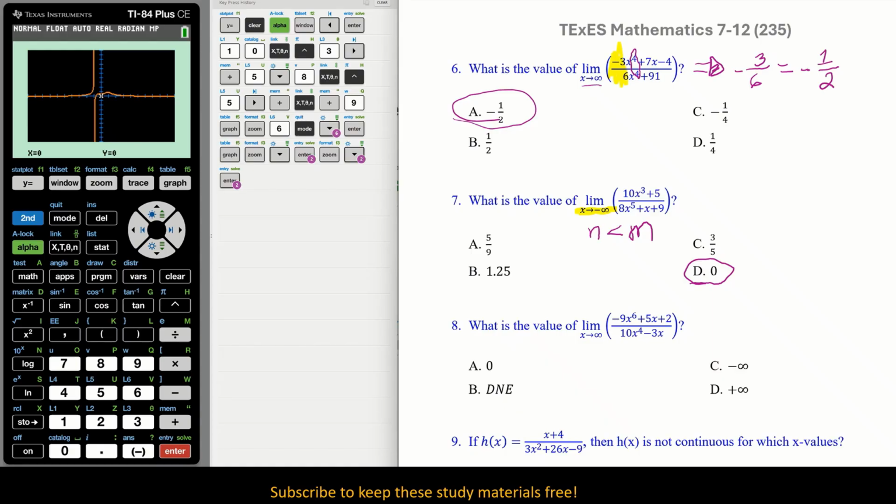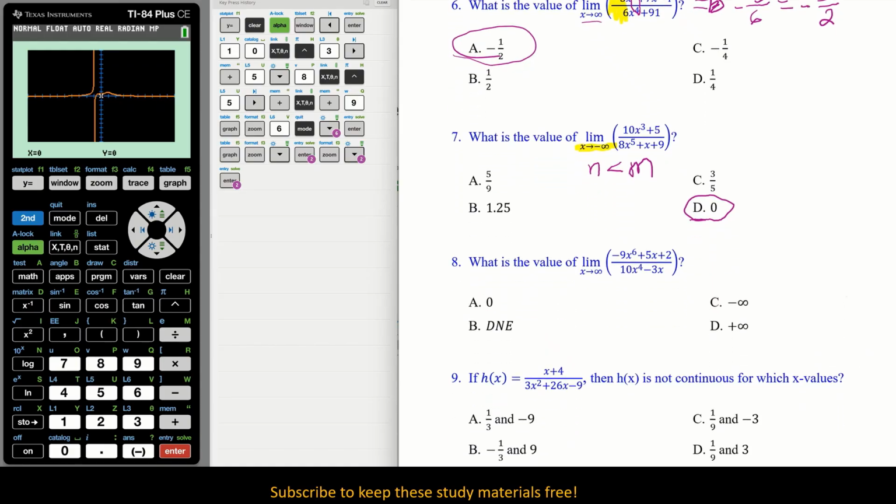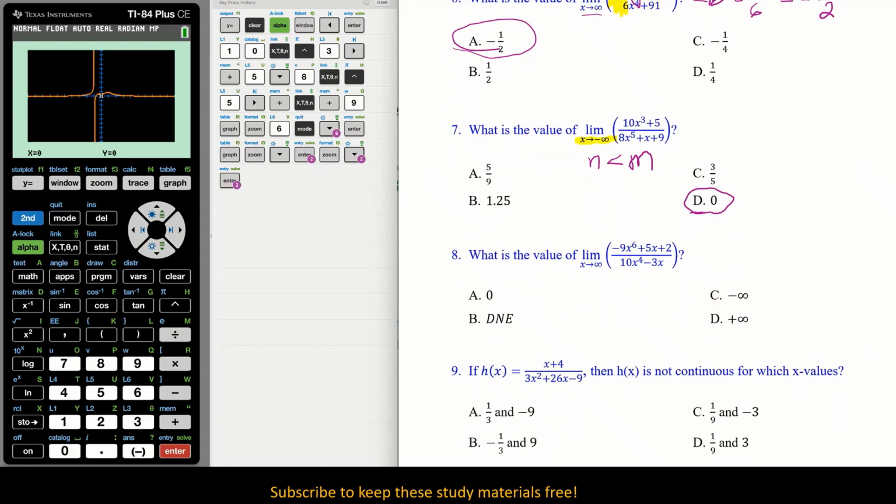All right, so let's move on to number 8. What is the value of the limit here as x approaches infinity? Okay, so what do we need to do? Well, first off, let's look here. Our leading exponents here are degrees. So I'm seeing that n is greater than m. In this case, the limit does not exist.